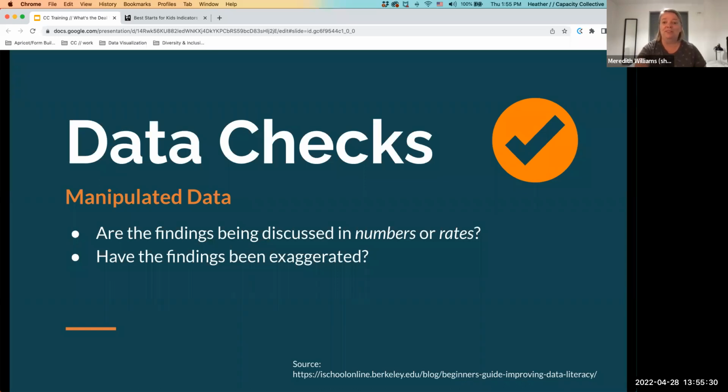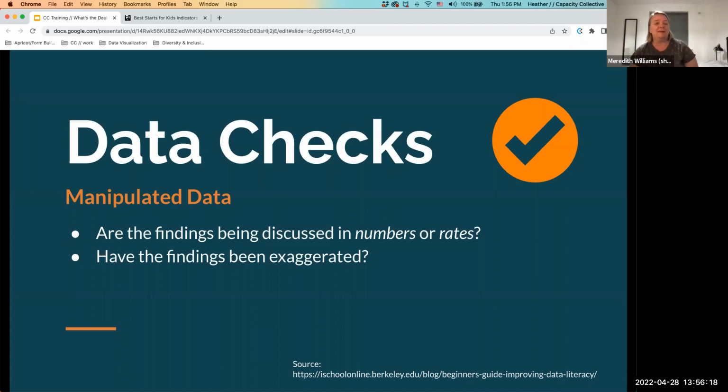So then of course that brings us to another data check, and that is manipulated data. When you're reading about data, are they giving you numbers or are they giving you rates? Are they giving you enough information to understand what that number means? And have the findings been exaggerated to give you more fear, to get you more panicked, or to get more sort of emotion out of you? It's always good to go to the original source of the study, and good reputable sources online will give you a link to the original study so you can see it. And just make sure that the findings are really matching up with what you're seeing, and make sure that they are discussing it in a way that gives you enough information to understand what that number means.